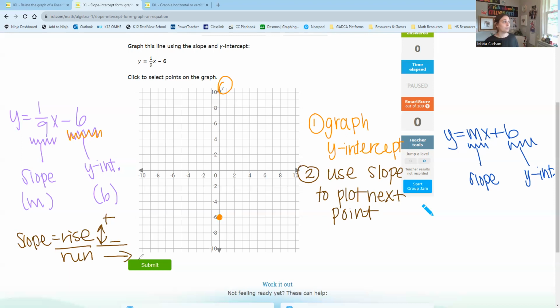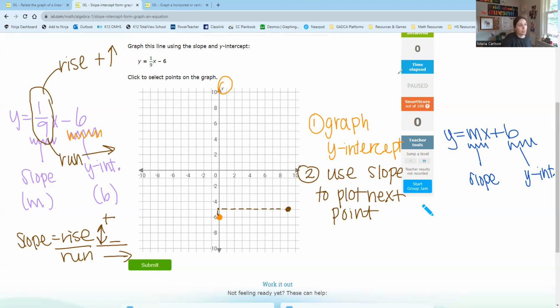So I'm going to use my slope of 1/9. 1 is my rise. And this is a positive. So this tells me I'm going to go up 1. And then 9 is my run. So I'm going to go to the right 9 units. So I'm going to go from -6 up 1. So that's right here. And I'm going to go over 9 units. 1, 2, 3, 4, 5, 6, 7, 8, 9. So this is my next point.